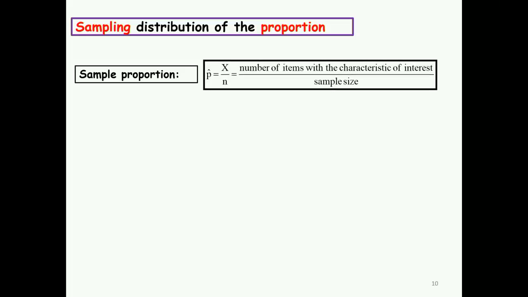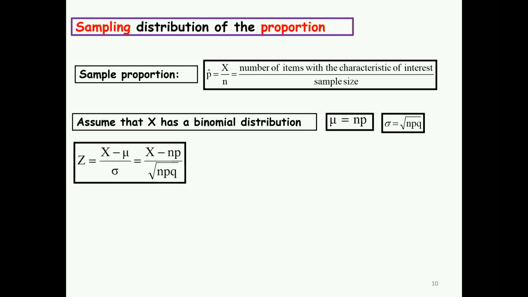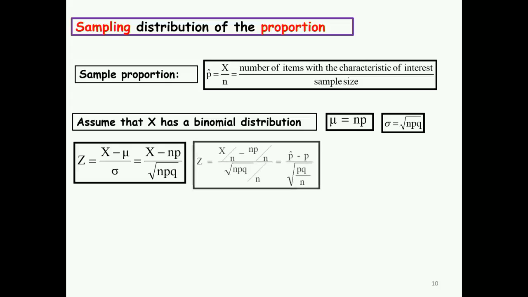Sampling proportion, we did this one, x divided by n. It is in your lecture, there is nothing new. So x has a binomial distribution, and if it is a binomial distribution, we know the mean. The mean would be np, and the variance would be npq. So this is the original. I want to take it to the proportion, so I have to divide this x by n. Everything will be divided by n. Mu is np, and sigma is the square root of npq. So I divided each by n, and finally I end up with this formula.